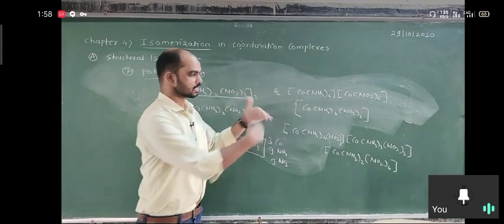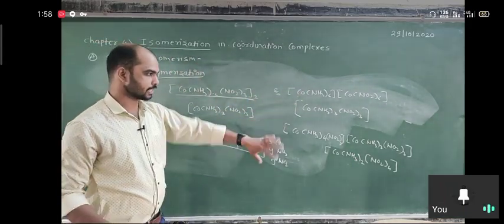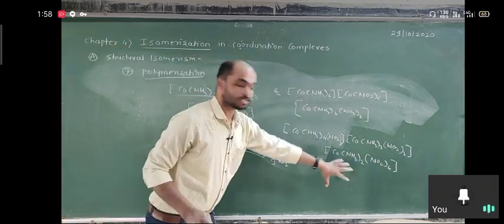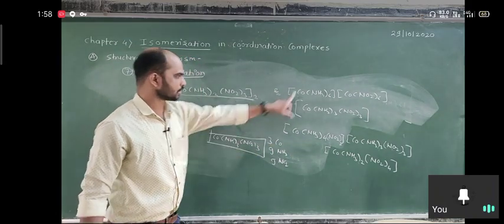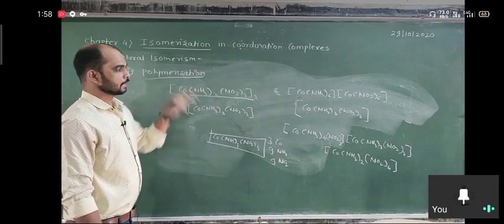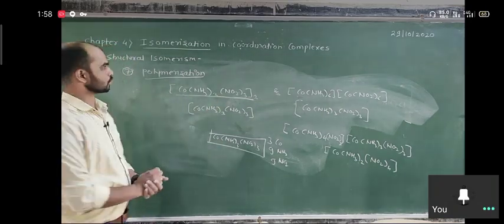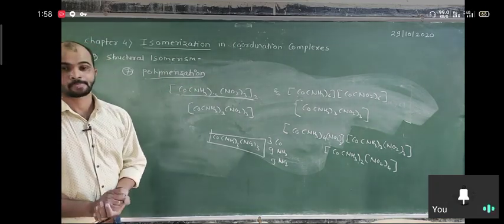So in this way there is a repetition, just changing the number of ligands, but overall the whole complex has the same empirical formula. This complex has the same empirical formula, this also, and this one also. That means all are polymerization isomers of each other. So this is all about the structural isomerism of coordination complexes.